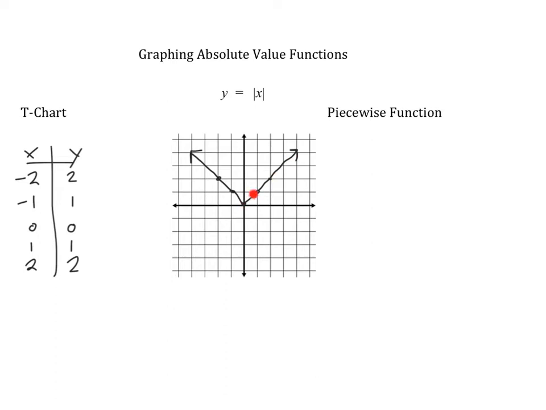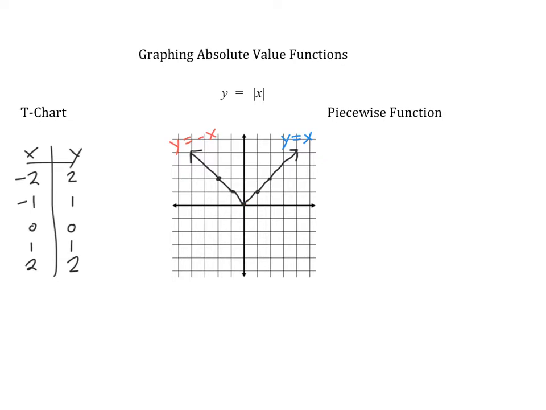So you can see everything to the right of 0 is defined by the equation y equals x. It just has a y-intercept at 0 and follows a slope of 1 over 1. But you can see to the left of the origin, my graph is defined by the equation y equals negative x. It has a slope of negative 1.